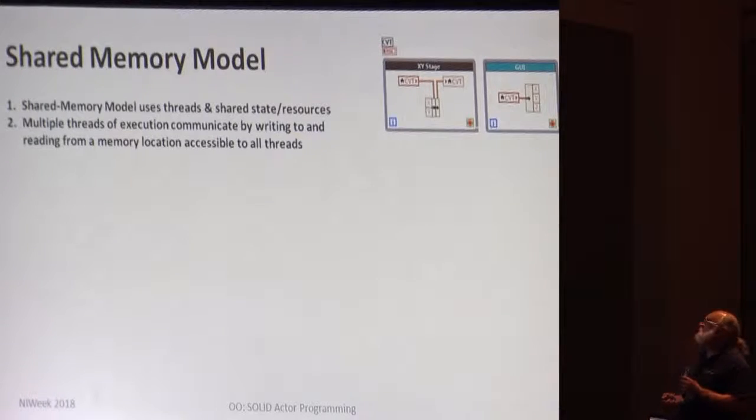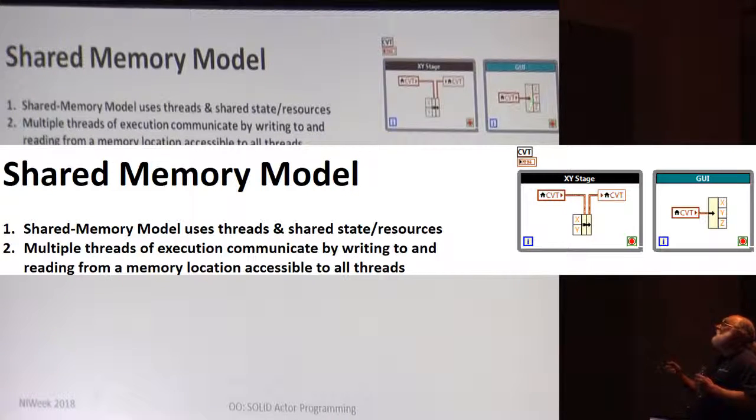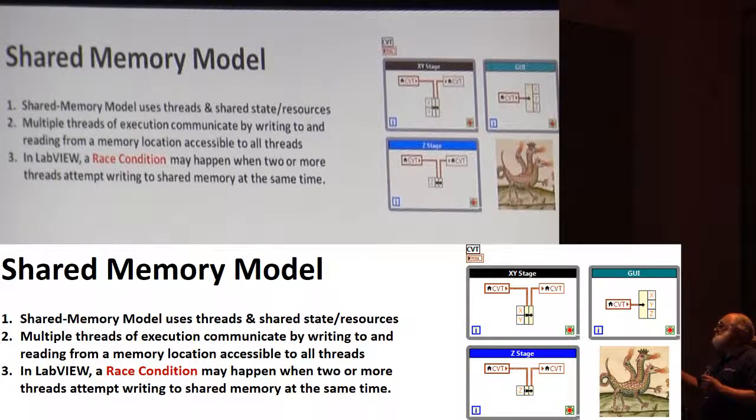So, shared memory model. You have a common value table, and your XY stage updates it at regular intervals with current X and Y. And your UI reads from the common value table and displays the values. Everything is fine. No issues. Oops. Then you add a Z stage, which is independent, used for focusing. And it also writes a Z to the common value table. And you get a race condition.